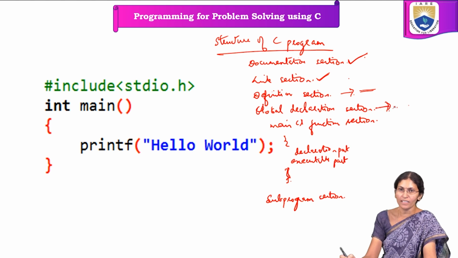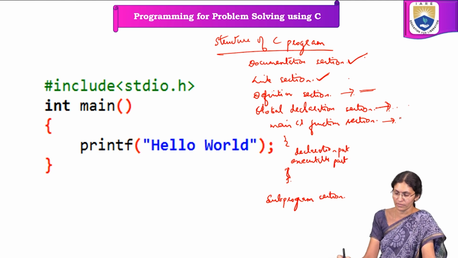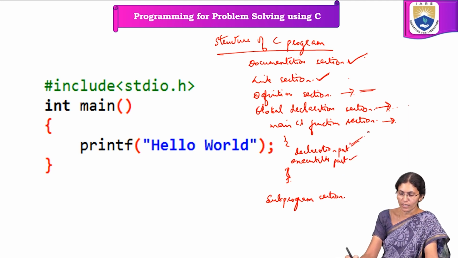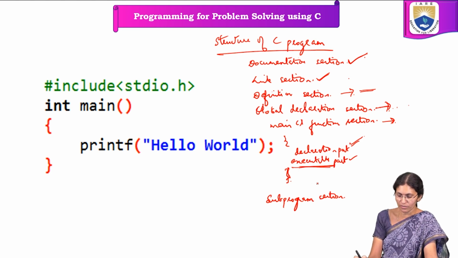So in the global declaration section, we define the global variables. Any C program should have at least one main function. So this section is obligatory, or essential. In the main function, we have two parts: the declaration part and the executable part. In the declaration part, we declare the local variables, and in the executable part, we write the statements, which include the set of instructions that are executed by the program.